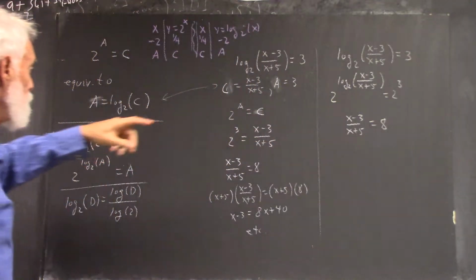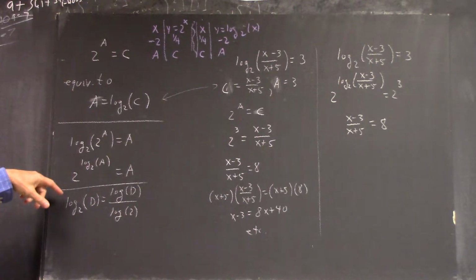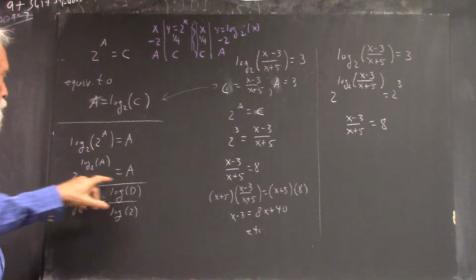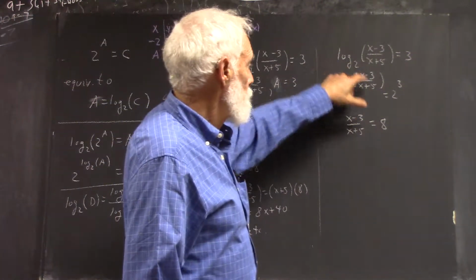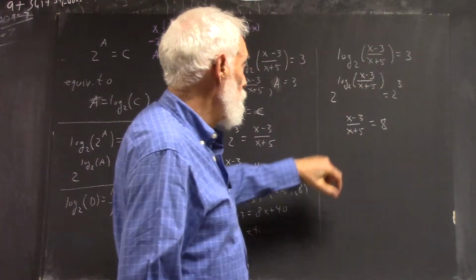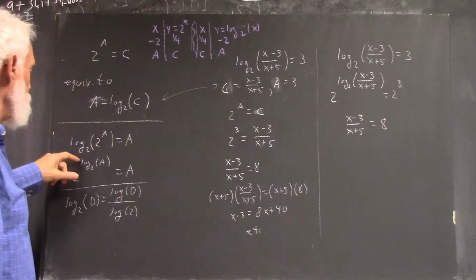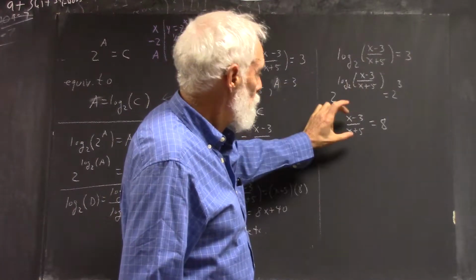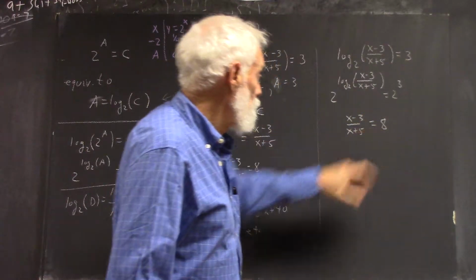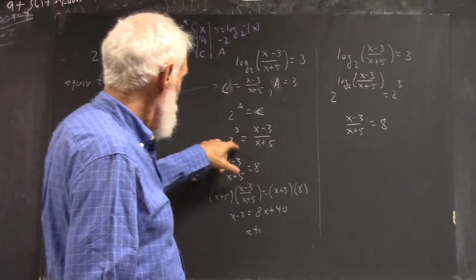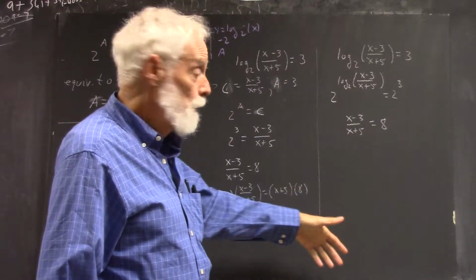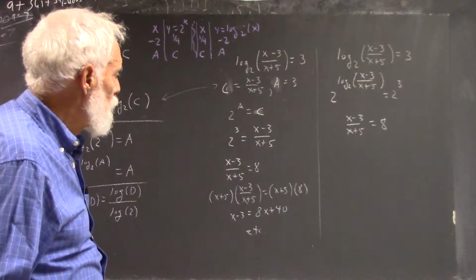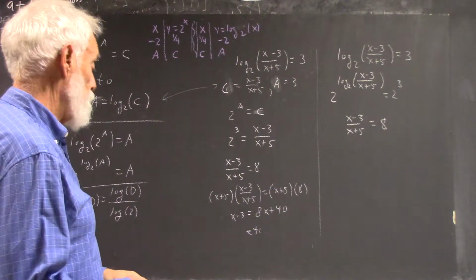Of course, that's justified by the fact that 2 raised to the log base 2 of a equals a. So this rule applied to this expression, a would be the x minus 3 over x plus 5. 2 raised to log base 2 of a equals a. 2 raised to log base 2 of this a equals this a. And we get this equation. And it's identical to this equation and solved in the same way. So there are two ways we can solve a logarithmic or an exponential equation.